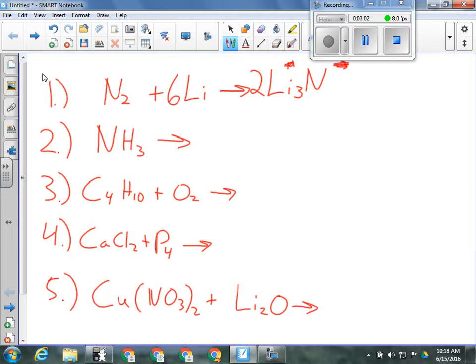Our second reaction has only one reactant, which means it's what kind of reaction? It's a decomposition reaction. So this is going to break down into its two elements, nitrogen and hydrogen. What do I need to remember about those two elements? They're both special and they both come as 2s.